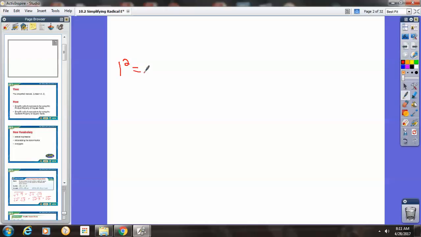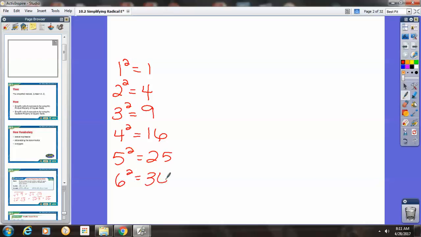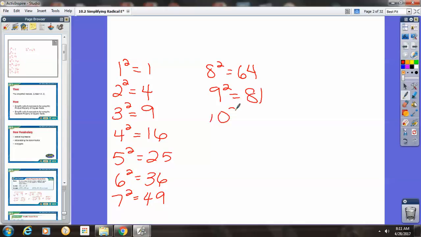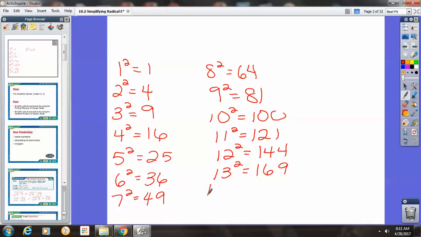1 squared is 1, so 1's a perfect square. 2 squared is 4, 3 squared is 9, 4 squared is 16, 5 squared, 6 squared, 7 squared, 8 squared, 9 squared is 81, 10 squared is 100, 11 squared is 121, 12 squared is 144, 13 squared, 14 squared. We'll do 15 squared. What's 15 squared?